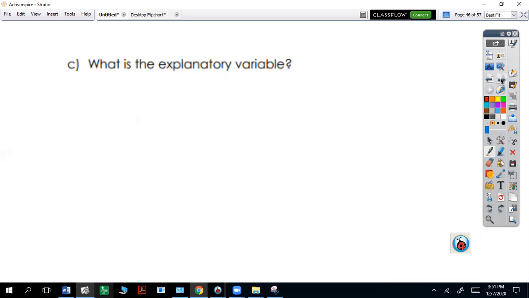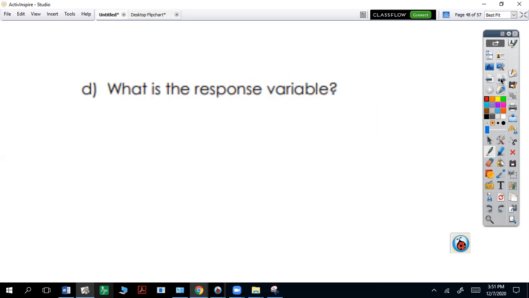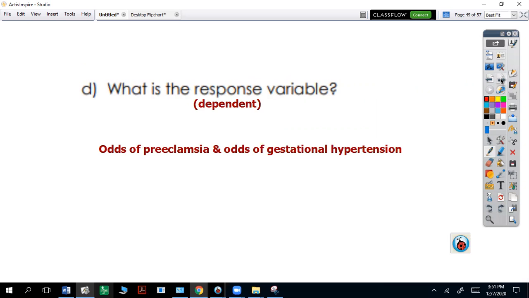What is the explanatory variable? Explanatory variable is chocolate intake. That's the independent variable. What's the response variable? Response variable is odds of preeclampsia and odds of gestational hypertension. That's the dependent variable. So does chocolate intake decrease the odds of these two things? And that was what we were trying to measure.